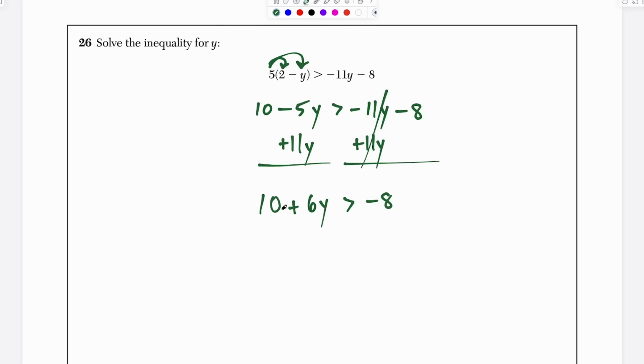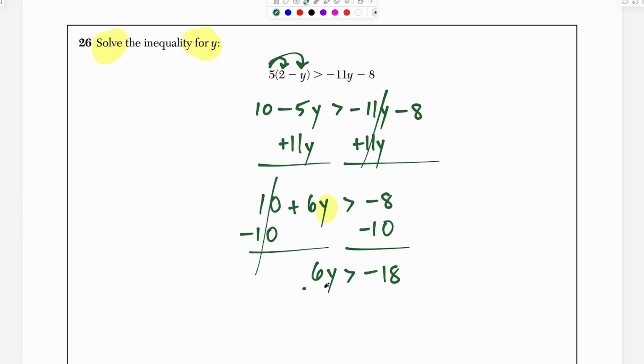And then from here, all we have to do is just subtract 10 on both sides. Remember, the goal is to solve for y. So this is the piece that we're targeting. So we want to just start moving everything away from the y variable. So now on the left side, 10 minus 10 cancels. And then we have 6y is greater than negative 8 minus 10, which is negative 18.